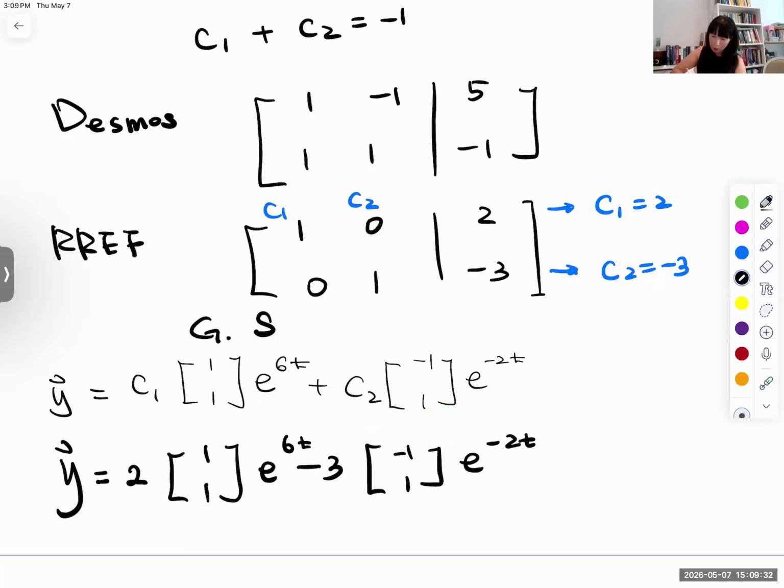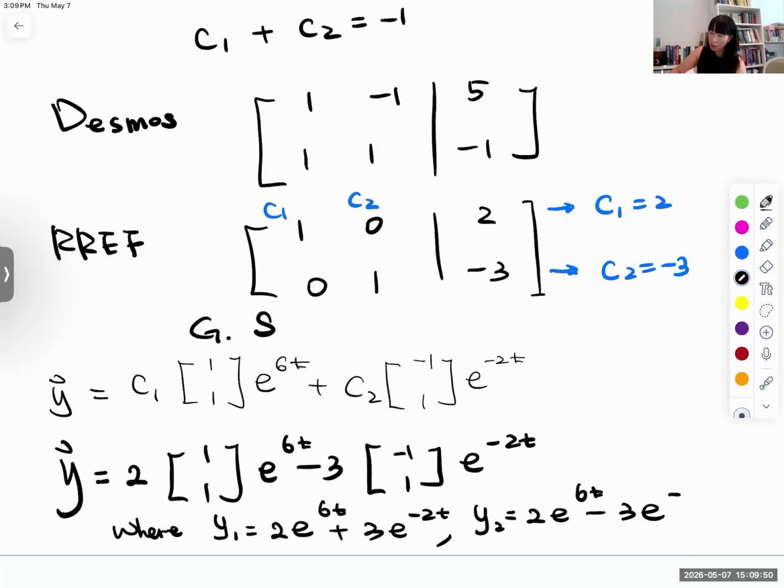All right, so let me write down y sub 1 equal to 2e to the 6t plus 3e to the negative 2t, and y sub 2 equal to 2e to the 6t minus 3e to the negative 2t.